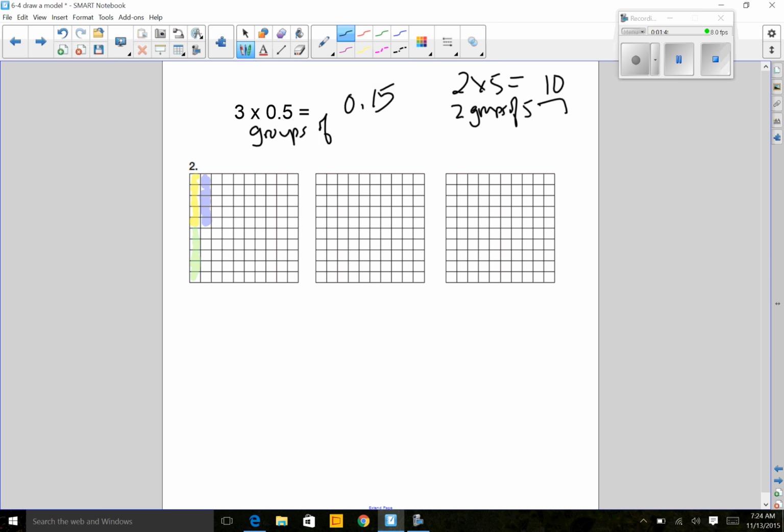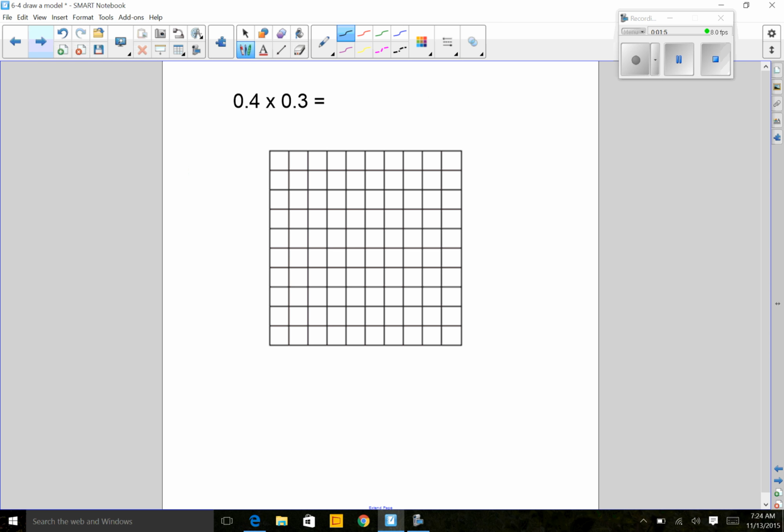Okay, now where it starts to get a little bit more confusing is when you start multiplying a decimal by a decimal. So in this case, we're going to start with our 4/10. In the same thing, I want 4/10 groups of 3/10. So it's going to be a really small number, right? Because I'm having less than one group of less than one. So it's going to be fairly small. So to show this, I'm going to do this a little bit differently.